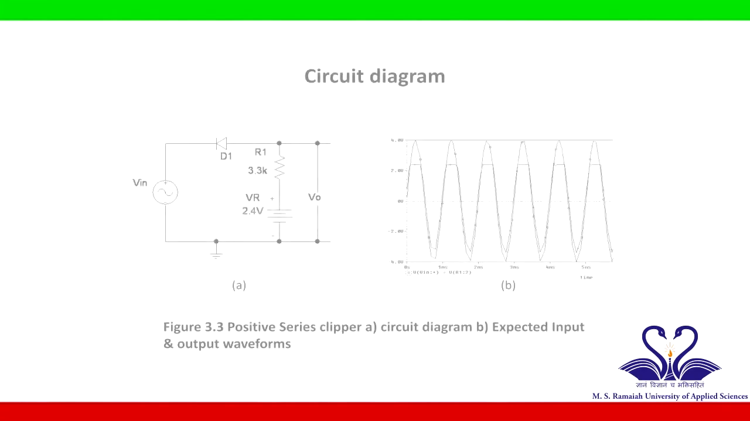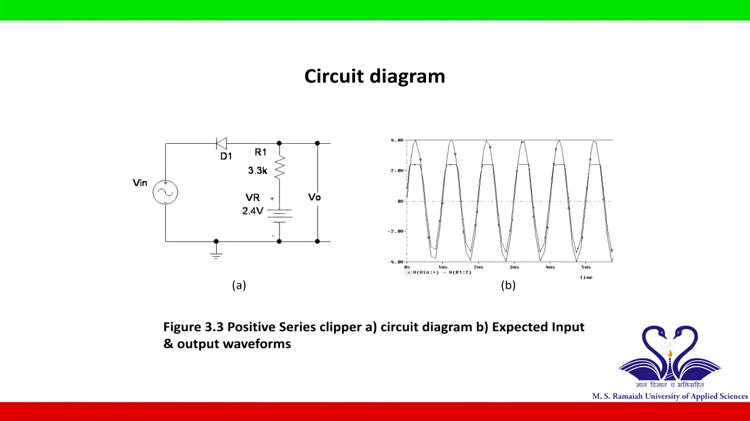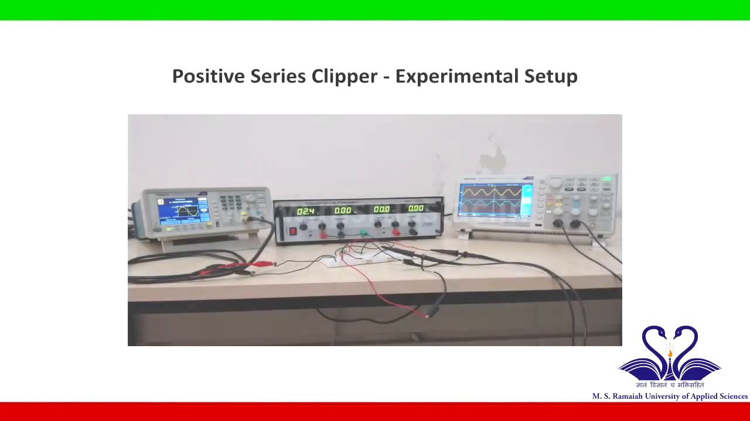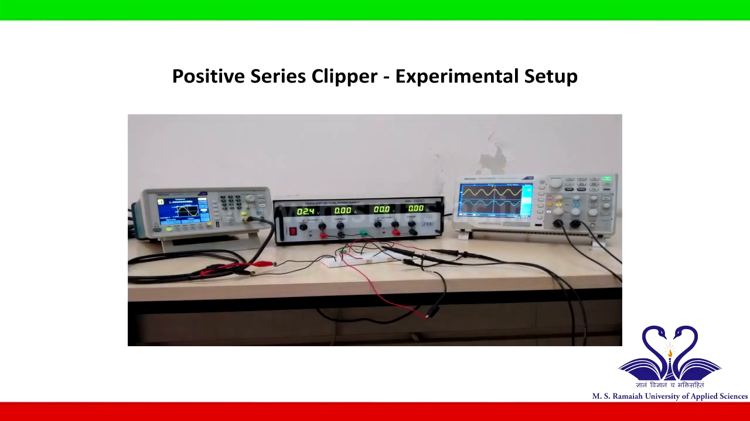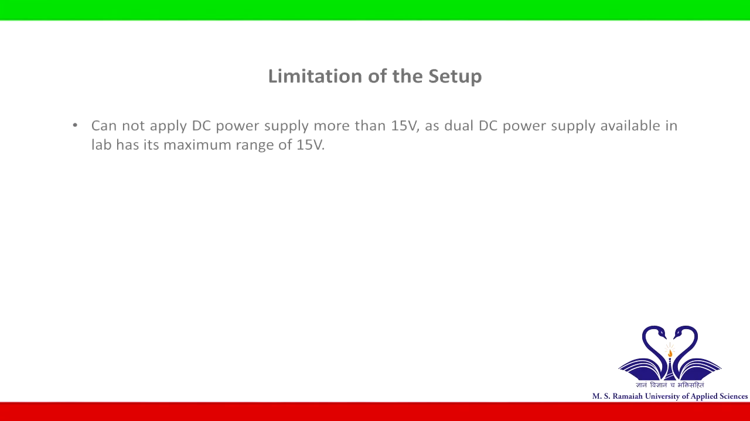Figure shows the circuit diagram and experimental setup of a positive series clipper with input and output waveforms. Here, the diode and load resistor are connected in series. Repeat the above procedure and measure the clipping level from digital oscilloscope. Limitation of the setup is: we cannot apply DC power supply more than 15 volt as the dual DC power supply available in lab has its maximum range of 15 volt.